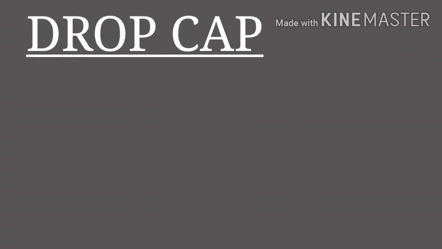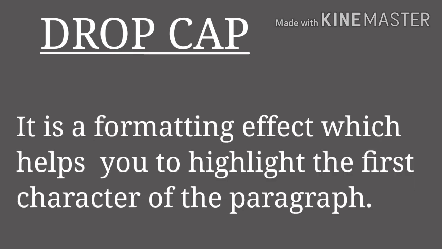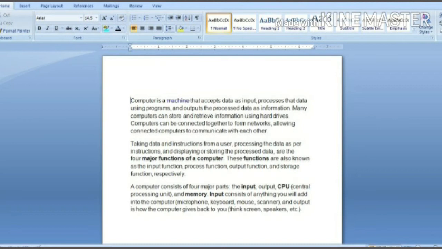The next feature is creating a drop cap. So what is a drop cap? It is a type of formatting effect through which we can highlight the first character of the paragraph. You can use this drop cap to highlight the first character of the paragraph. I will show you now. So to create a drop cap effect, what can we do?